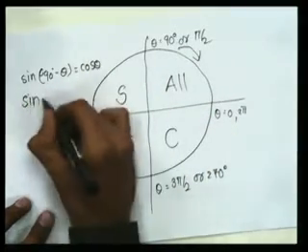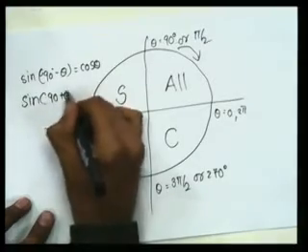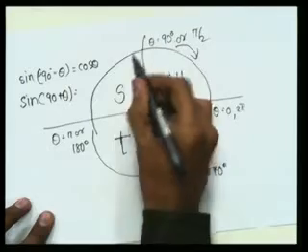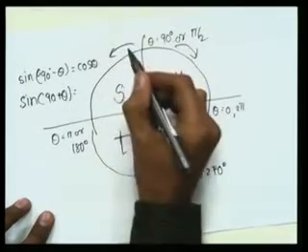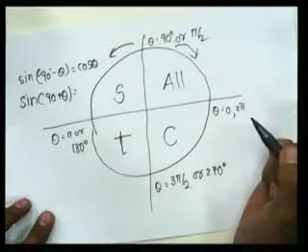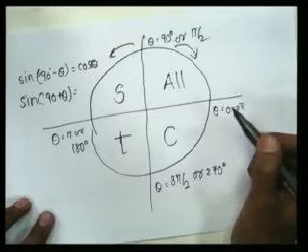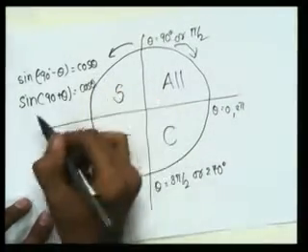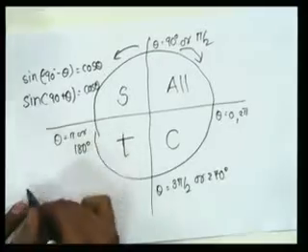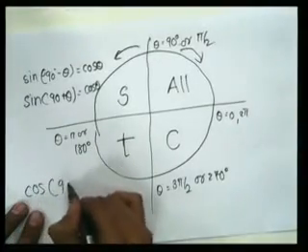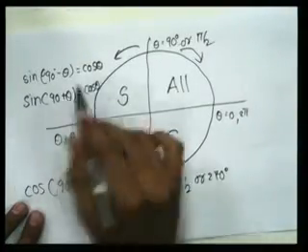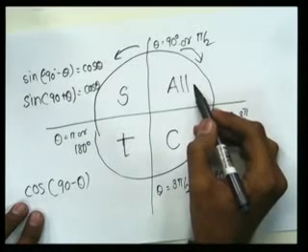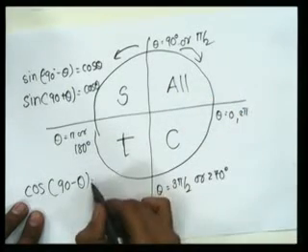Suppose I want to find sine of 90 plus theta, then definitely 90 plus, we are adding the angle, so it will be in the second quadrant. In the second quadrant sine is positive, but 90 plus theta will convert into cos, and in the second quadrant cos is positive. Cos 90 minus theta is in the first quadrant. In the first quadrant cos is positive, but it will convert into sine.